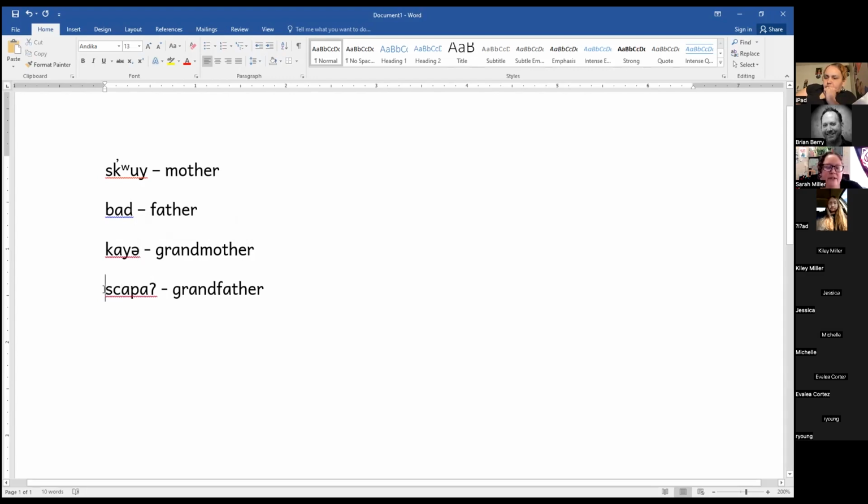Then we have Tsapa. So remember that C right there? That makes like a TS sound. So you're going to make the S sound and then the C, which is a TS sound, and then you'll say the rest of it. Tsapa, tsapa. So that glottal stop acts as an abrupt stop to the word. Tsapa. So you're not going to drag it on. You're basically just going to cut it off.